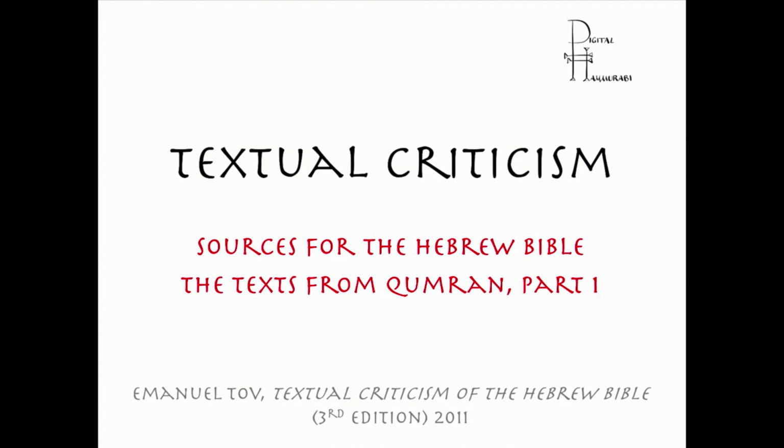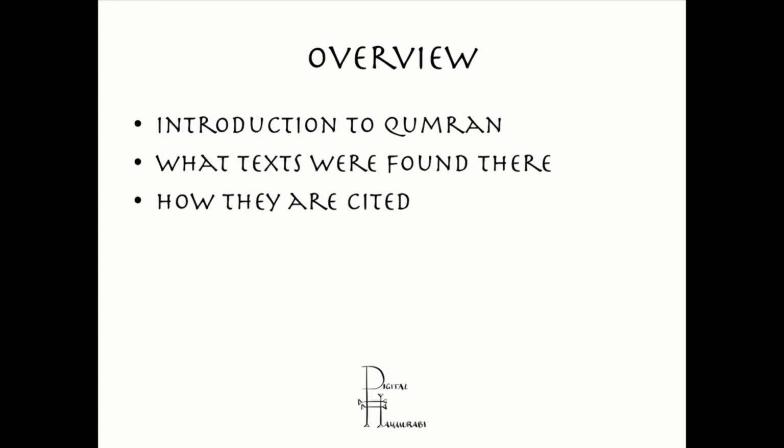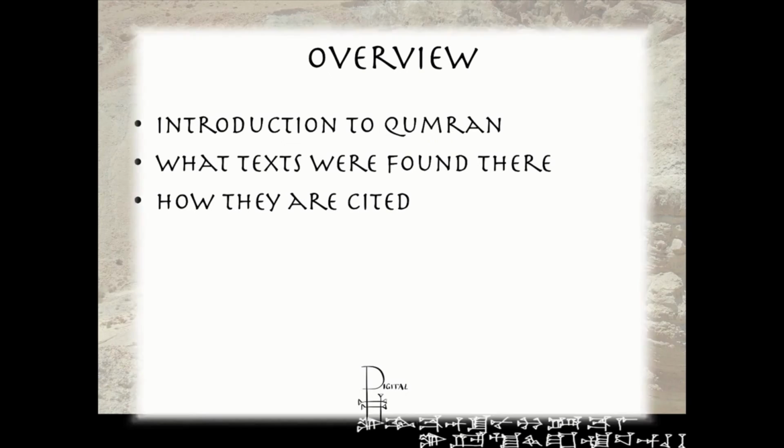Today we are continuing through the Hebrew Bible, and we're starting with the very important set of texts that were discovered in the Judean desert, the texts of Qumran. So today we'll give an introduction to the texts from Qumran. What are the texts that were discovered at Qumran? What was their discovery like, at least what we think? What texts were found there, and how are they cited when people refer to them?